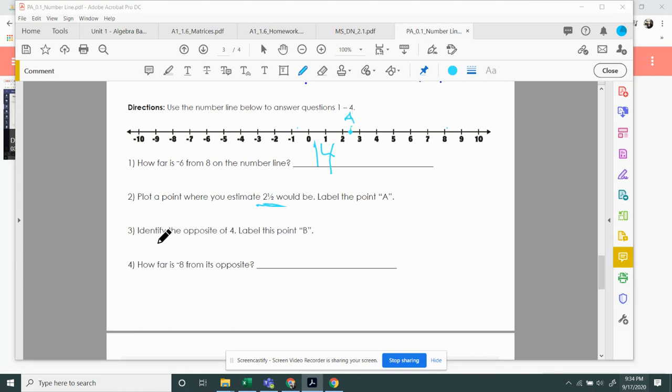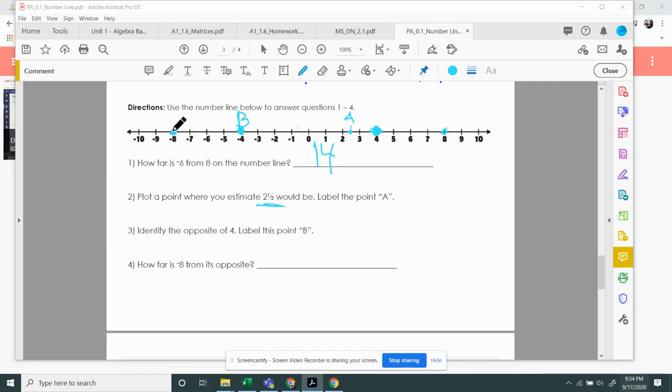Next, we're asked to identify the opposite of 4. Well, here's 4. The opposite of 4 would be -4 right here. And we are asked to label that point B. Okay, so we've done that. How far is -8 from its opposite? Well, here's -8. The opposite of -8 is +8.